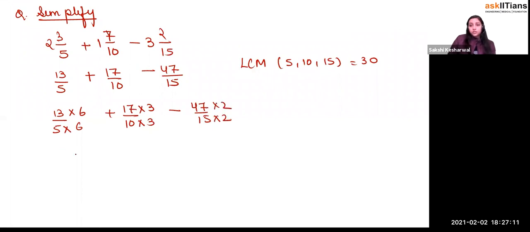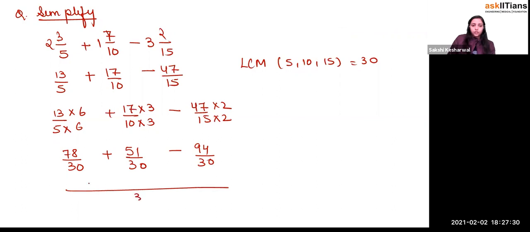So this is equals to what? 13 into 6 is 78 by 30, right? Plus 17 into 3 is how much, beta? 51, right? So 51 by 30. You have to be good in calculations and you should know the table till 20, right? 47 into 2 is what, beta? 94 divided by 30. All of them are like fractions. So it is 78 plus 51 minus 94 over 30.